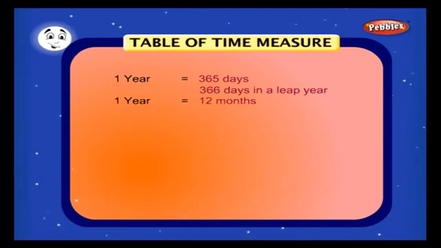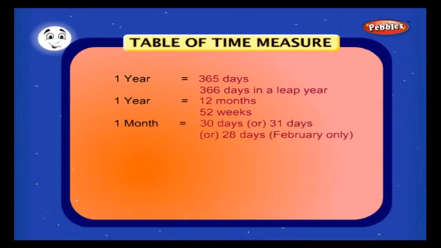In 1 year we have 12 months and 52 weeks. In 1 month we have 30 days in some months, 31 days in some months and 28 days for February. In 1 month we have 4 weeks. In 1 week we have 7 days.